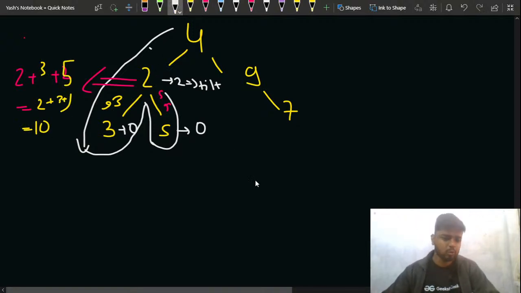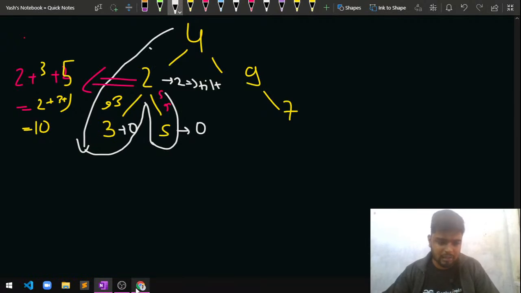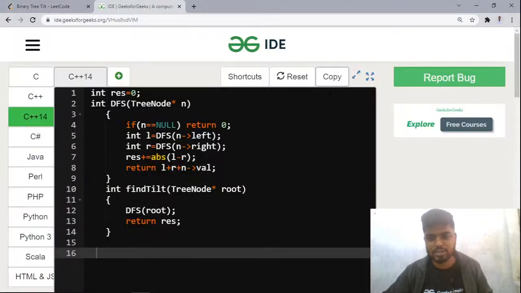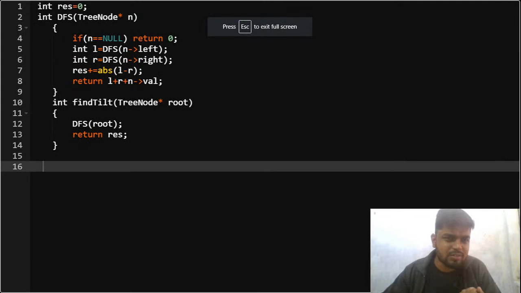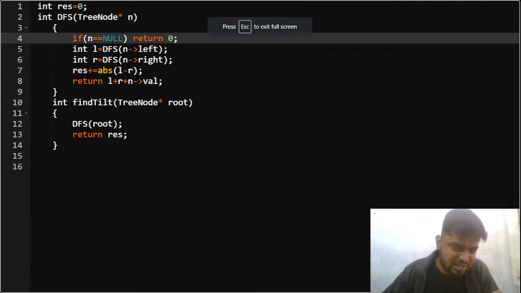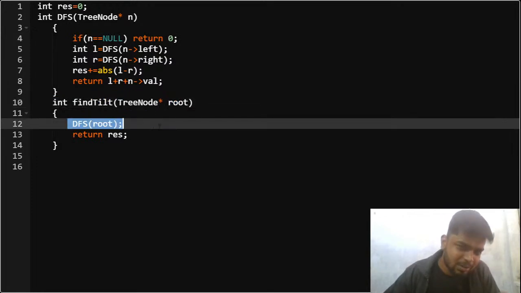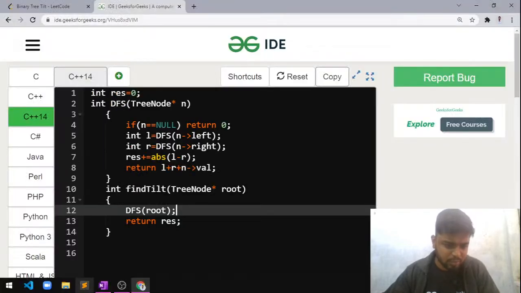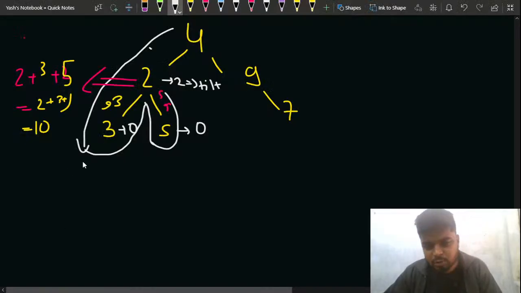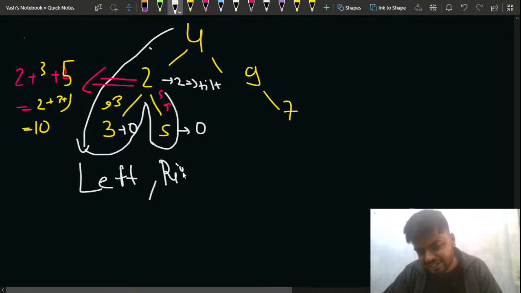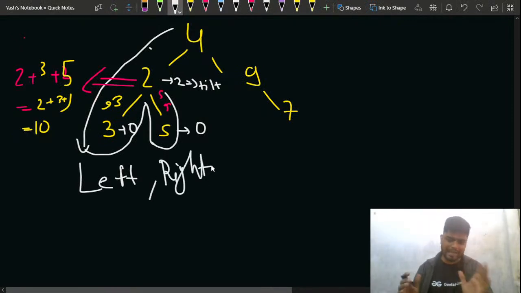So what you have to do basically is, let me show you the code part, like how we'll actually be implementing this question. First of all, we'll have this function, find tilt, and in this you will be given the root of the tree. After that we'll be running a simple DFS function. In the DFS function, what we were doing is first moving to the left child, then the right child, and then calculating the tilt for that particular root, right?